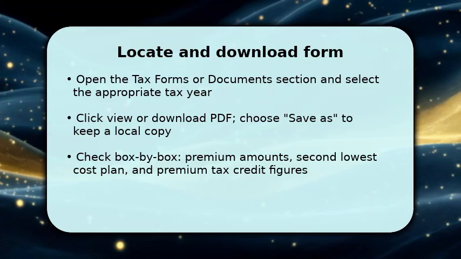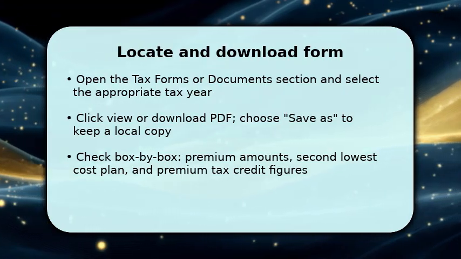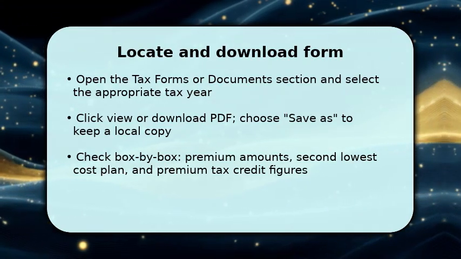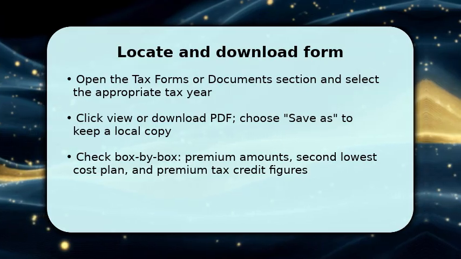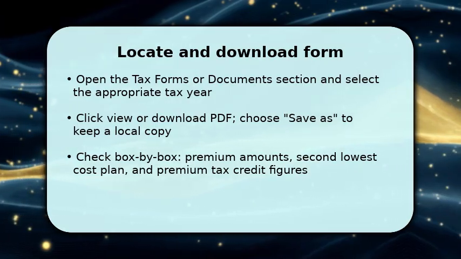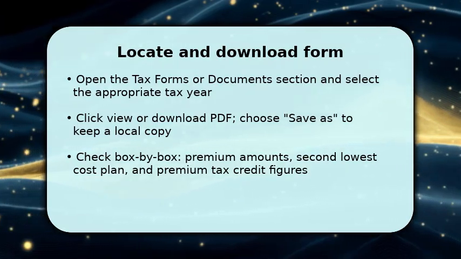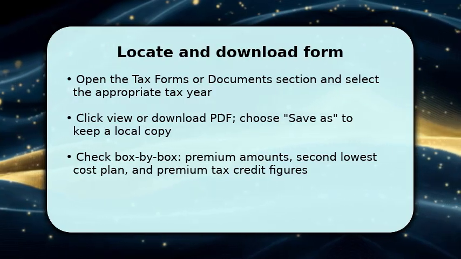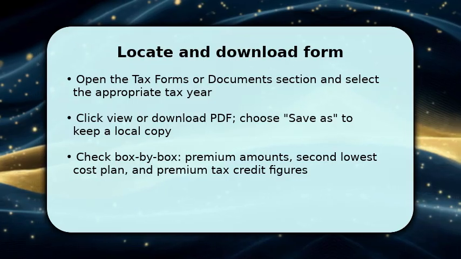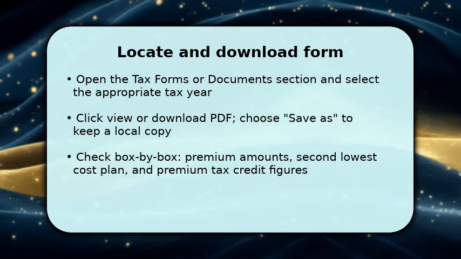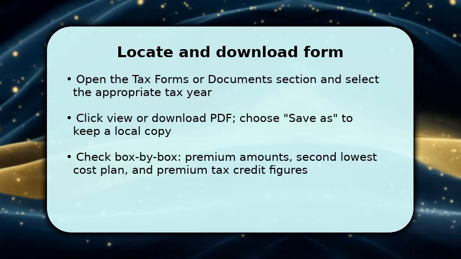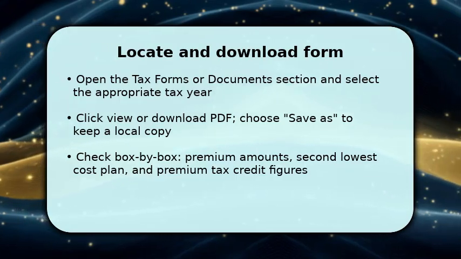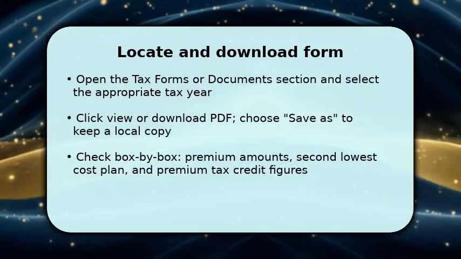You'll see line items for monthly premiums and the second lowest cost Silver plan. Verify names, SSN, and monthly premium amounts against your records because discrepancies affect your premium tax credit. If everything matches, download and save the PDF to a secure folder. Label it with year and your last name. Make sure to print or keep a digital copy for your tax software or preparer before closing the session.